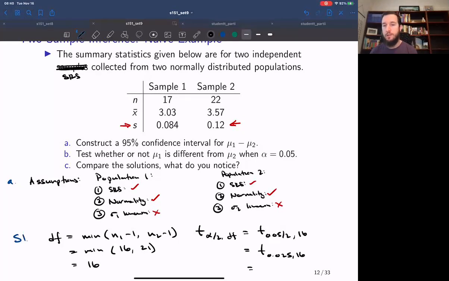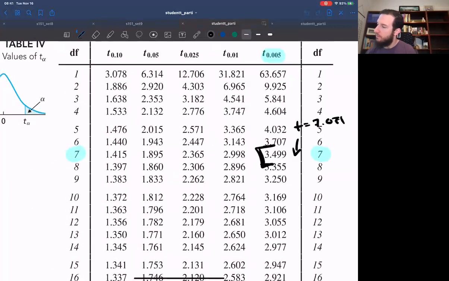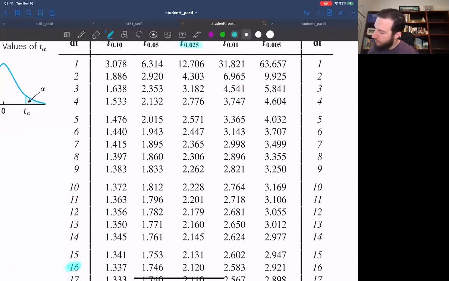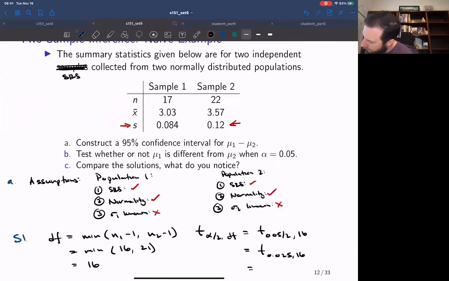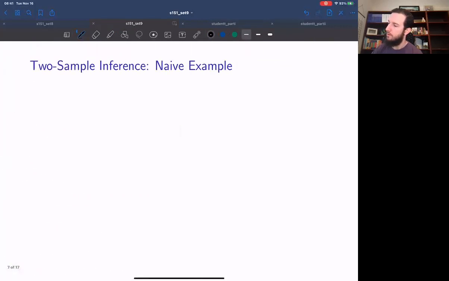So now we're just going to look up our t value, and you can see that this is done. This is exactly the same as what we had in the one sample case. It's just that our degrees of freedom had a slightly different formula because we're comparing the two means. Okay, so we go to our t table. We have 16 degrees of freedom, 0.025. So our t value is 2.120.